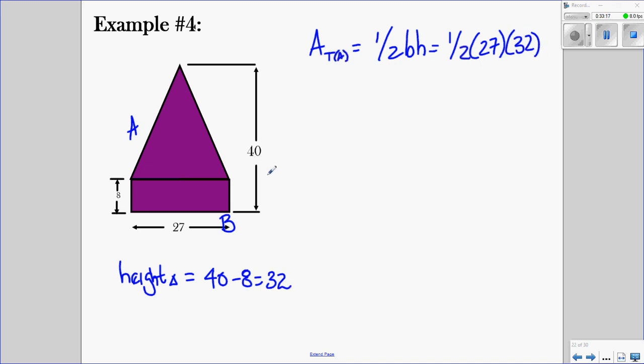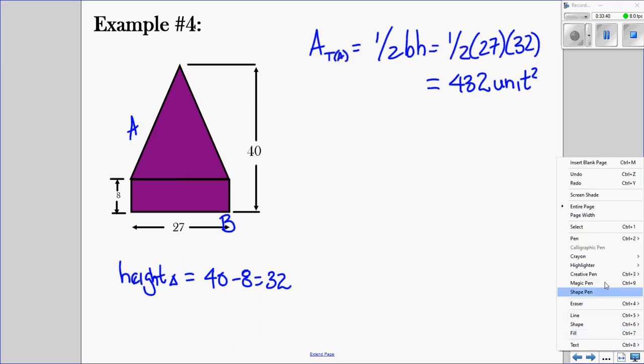Be careful. Don't just throw numbers left and right and not know where they're coming from and think that you're going to get the right answer. No. So 0.5 times 27 times 32 gives you 432. Since there's no units to that, we just call it unit square.